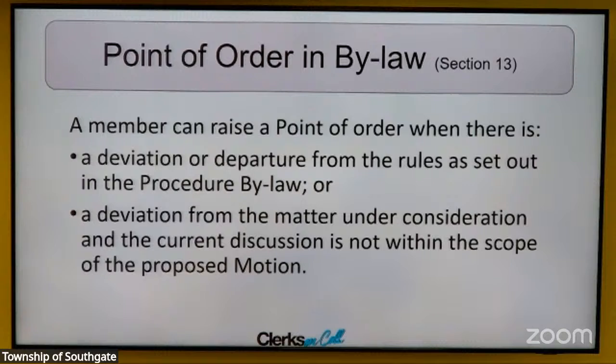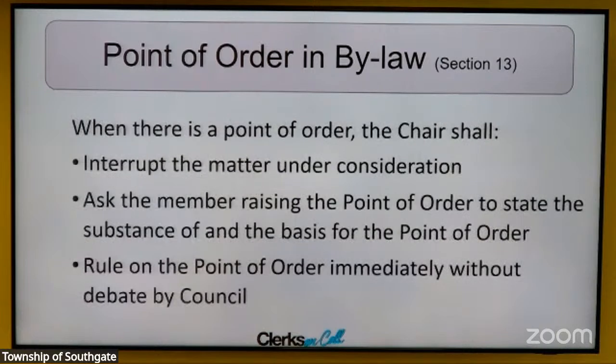This section sets out the situations when a member can raise a point of order, such as when there's a deviation or departure from the rules as set out in the procedure bylaw, or a deviation from the matter under consideration, and the current discussion is not within the scope of the proposed motion. Also, section 13 clarifies the process for making a point of order. It states that when there is a point of order, the chair shall interrupt the matter under consideration, ask the member raising the point of order to state the substance of and the basis for the point of order, and then rule on the point of order immediately without any debate by council.